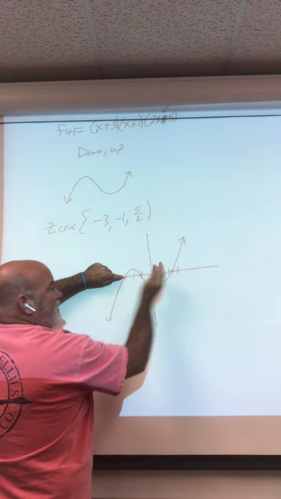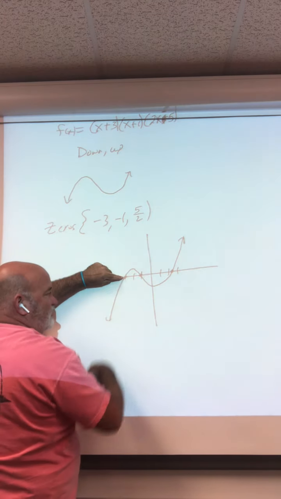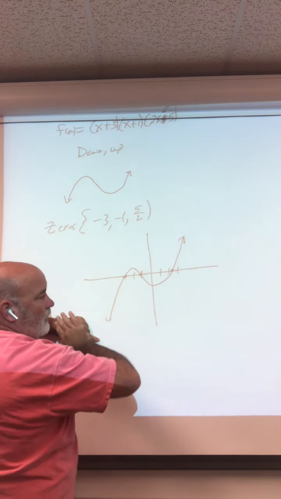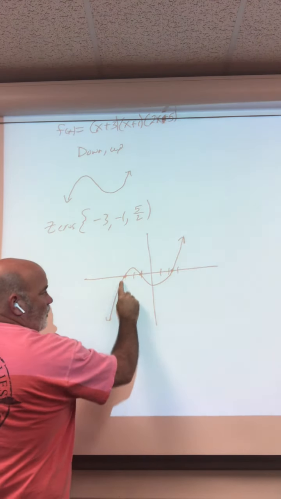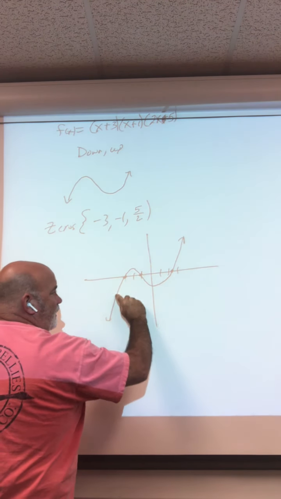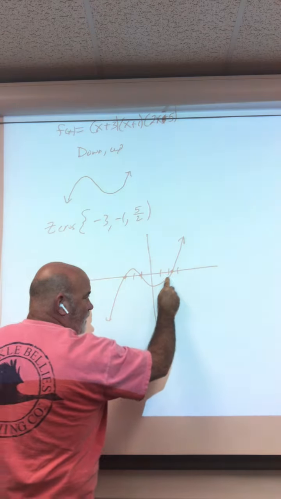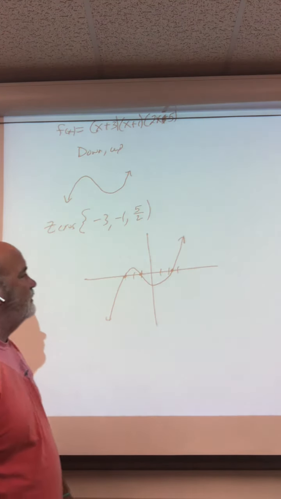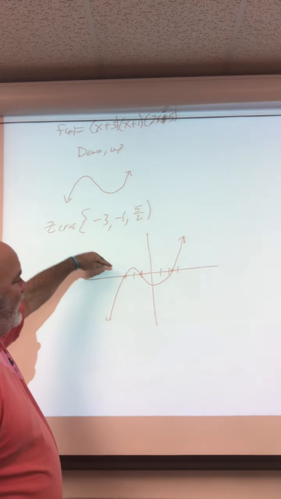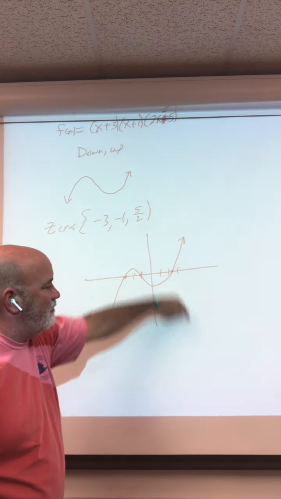Now, what do we know about the very left end of the graph? It goes down. What do we know about the very right end of the graph? It goes up. So what do you think it has to do from here to here? It goes up, comes back down, comes back up. So the left arm is down and the right arm is up. Now, if that had been a negative, it would have been inverted.